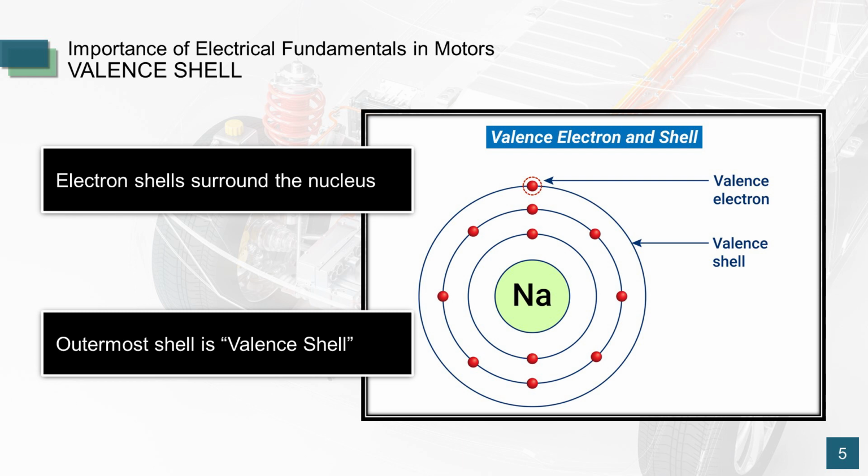The number of electrons in the valence shell determines whether a material is a conductor, which easily conducts electricity, an insulator, which resists electricity flow, or a semiconductor, which acts as both conductor and insulator under certain conditions. Understanding the valence shell is a practical tool to predict how different materials will behave with electricity.